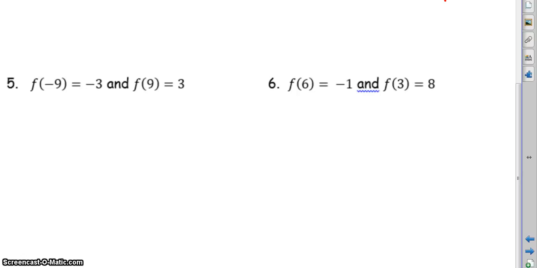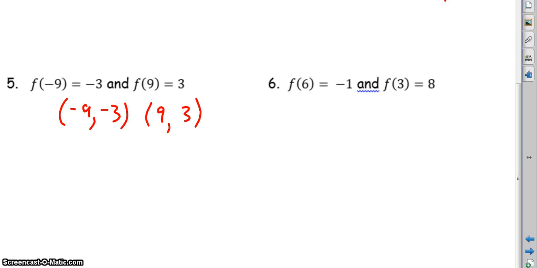Now, examples 5 and 6 might look like a funny way of writing points, but they are points. It's called function form. So all you do is you take function form, and the first thing is x, and the second part is y. So the points we're actually looking at in 5 are -9, -3, and 9, 3.